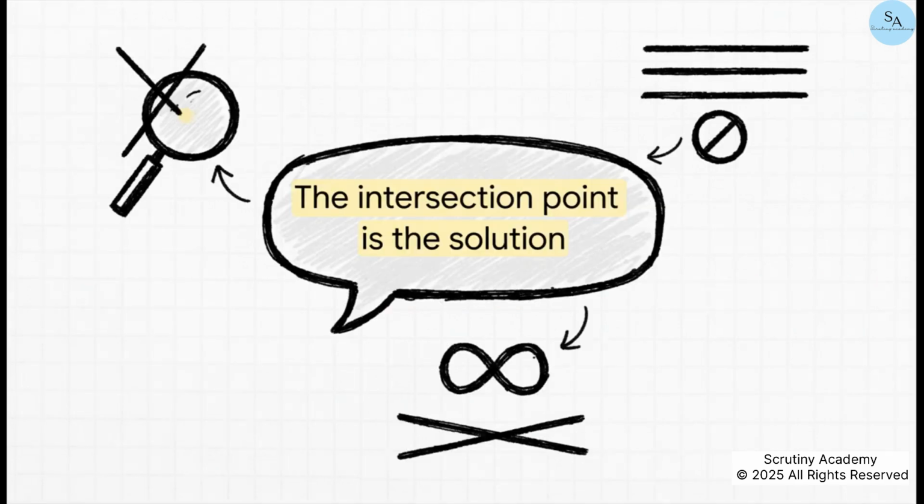And right there, in that simple idea, is the secret to what a solution actually is. It's just the point where the lines meet. So if they intersect, boom, you've got one unique answer. If they're parallel, well, they never meet, so there's no solution. And if they're the same line, they're basically meeting everywhere, which means you have infinite solutions. See how simple that is?